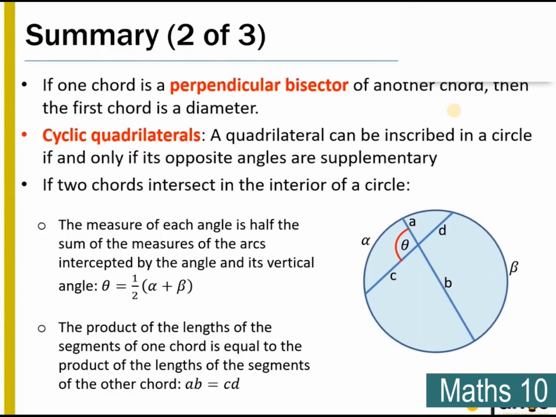Cyclic quadrilaterals. A quadrilateral can be inscribed in a circle if and only if its opposite angles are supplementary. If two chords intersect on the interior of a circle, then the measure of each angle is half the sum of the measures of the arcs intercepted by the angle and its vertical angle, so theta is a half of alpha plus beta, and also the product of the lengths of the segments of one chord is equal to the product of the lengths of the segments of the other chord. So A times B equals C times D.